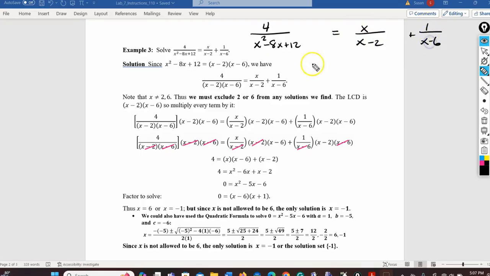All right, now the thing here is you need to try and factor that. Two numbers that multiply together to give you positive 12, but at the same time add up together to give you negative 8. Well, negative 6 and negative 2. And that is the factorization of that. And so I'm just going to change it here.